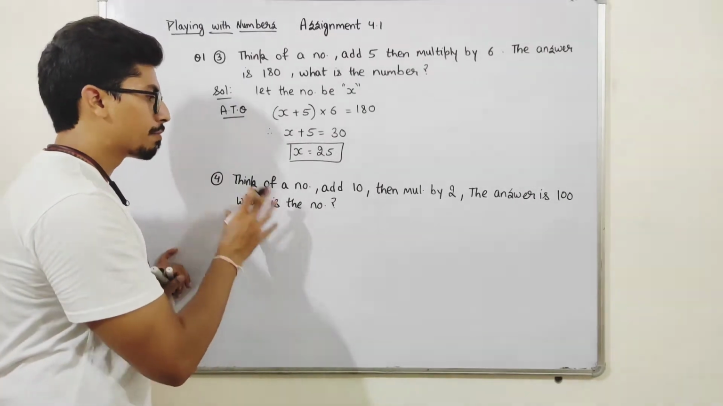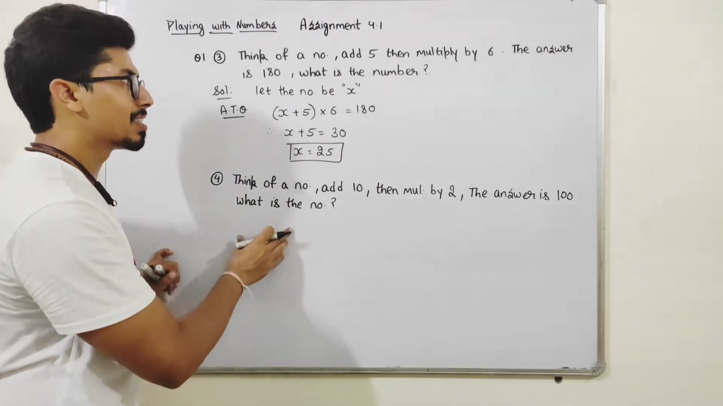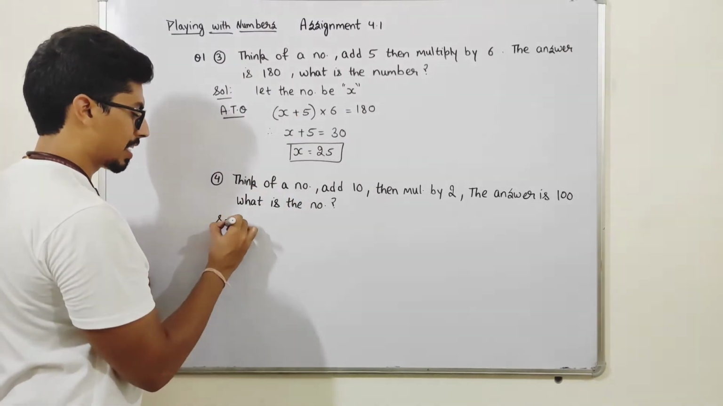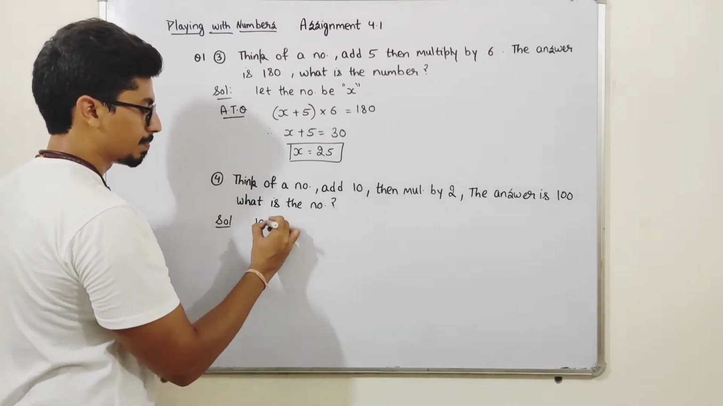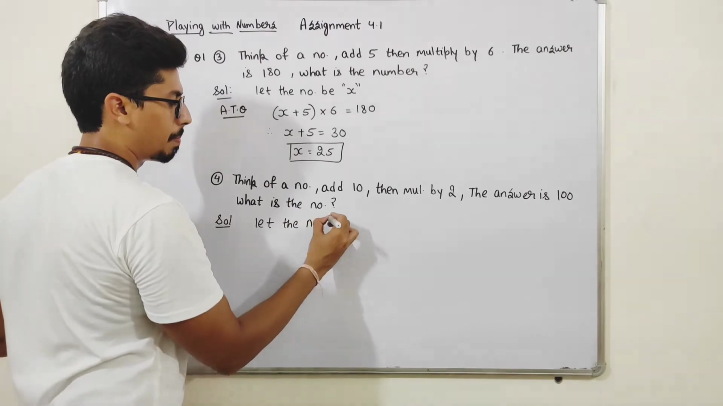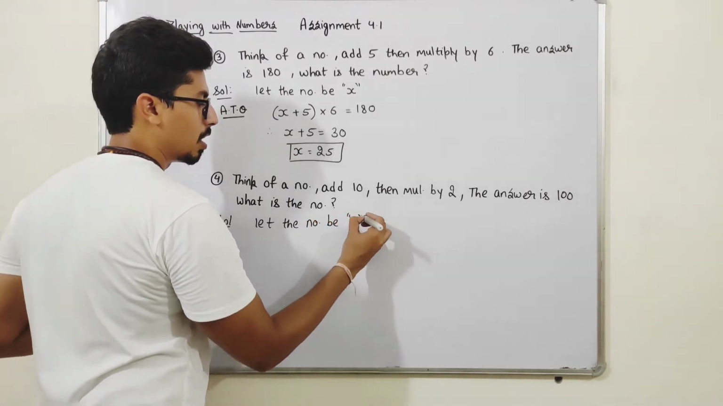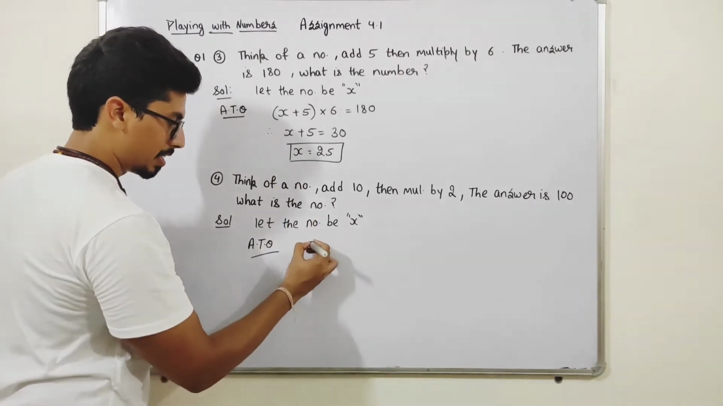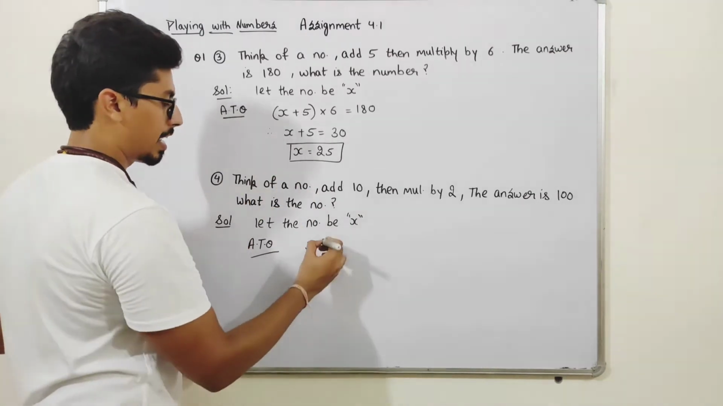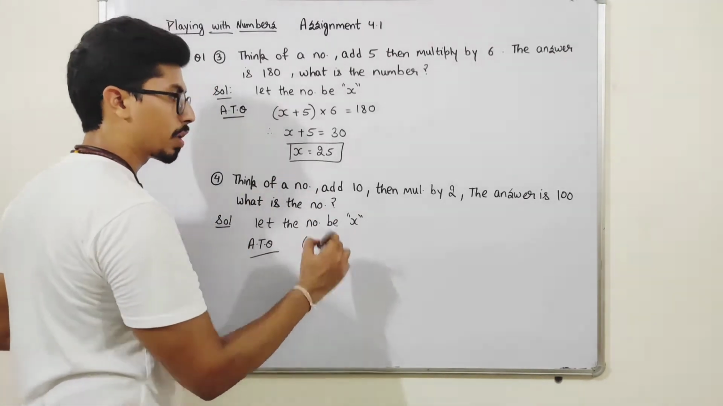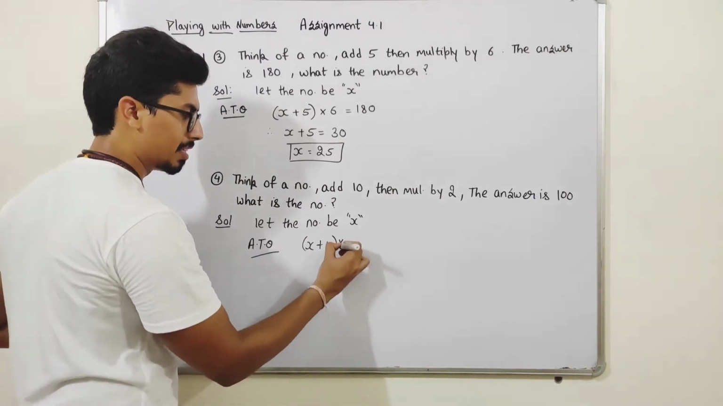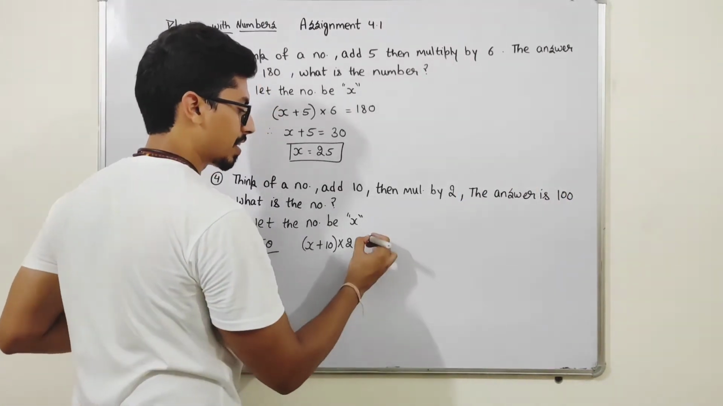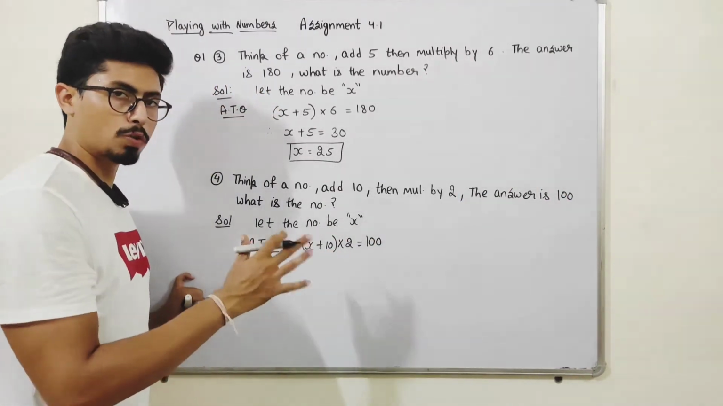Now, moving forward to our first question, fourth part, students. It is the same as question number three. We have to again find a number. So let the number be x. According to the question, take a number that is x, add 10 to the number. Then multiply by 2. This is the answer that we will get, but the answer is 100. It is given that the answer is 100, so both of them are equal.